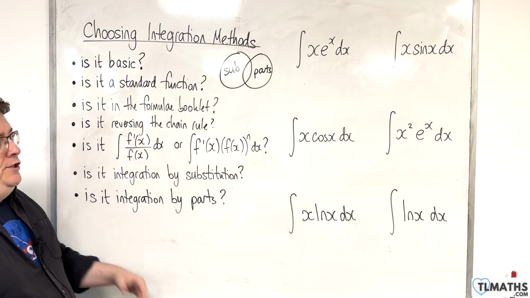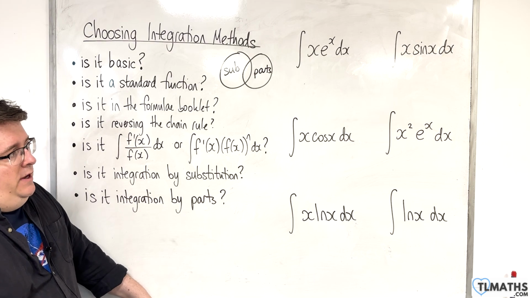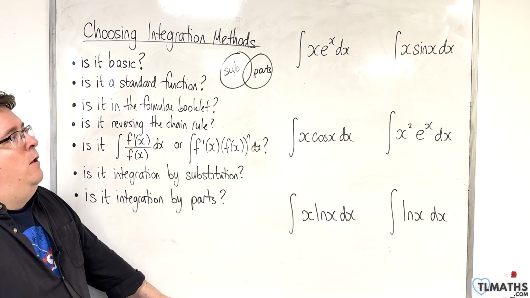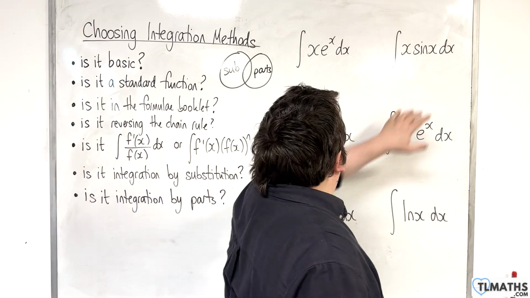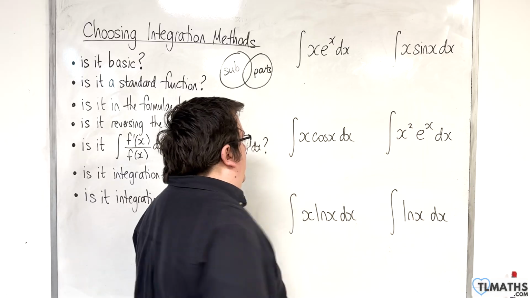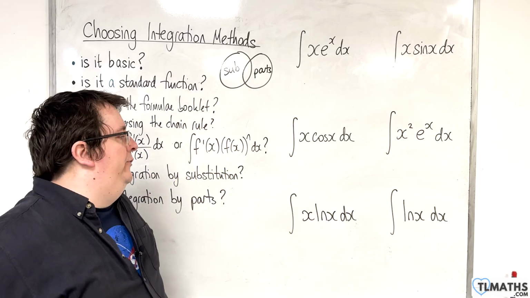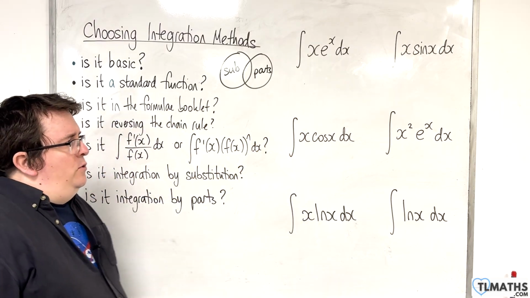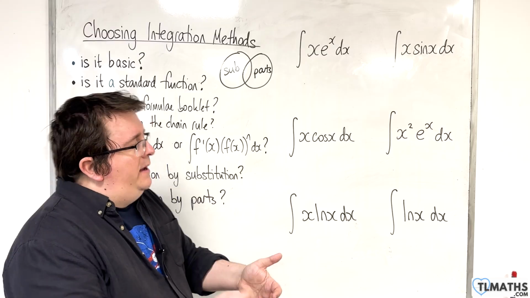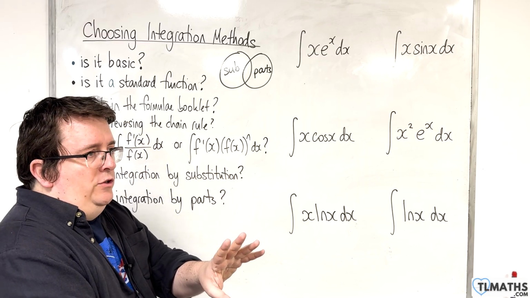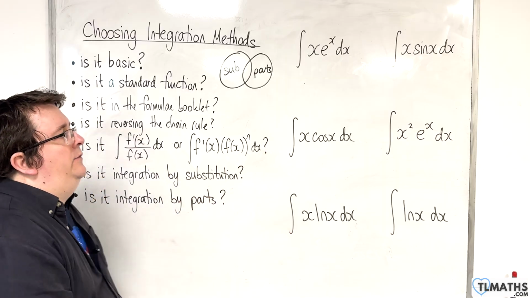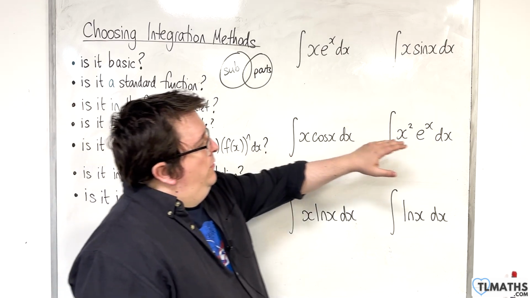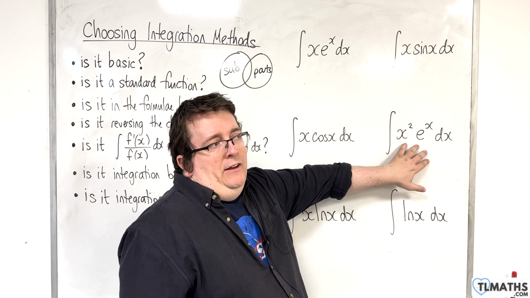Right, now we move on to integration by parts. And each of these are kind of the archetypal integration by parts questions. So x e to the x, sine x, cosine x, x squared e to the x, squared sine x, squared cosine x, x log x, and log x by itself. So obviously there is a bit of a pattern here. You're seeing x times one of the standard functions. So x e to the x, sine x, cosine x, x log x, x squared e to the x, squared sine x, squared cosine x.